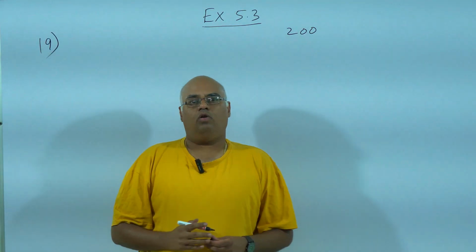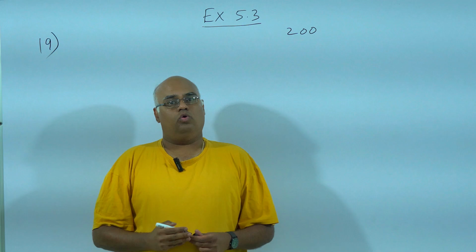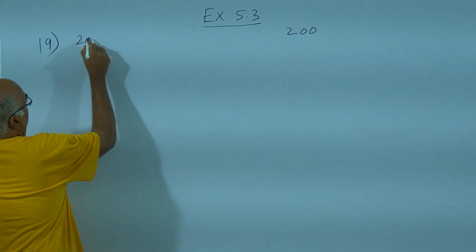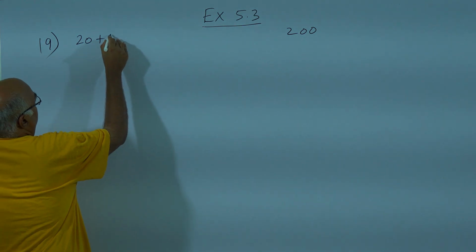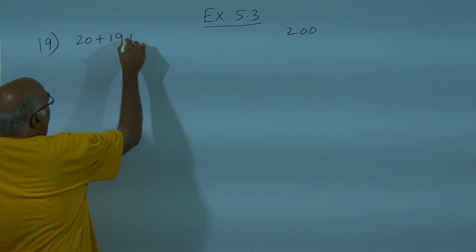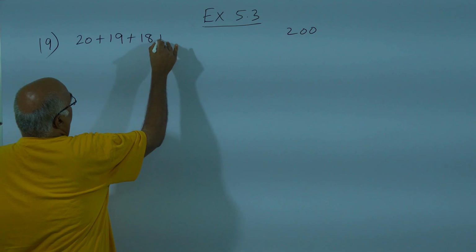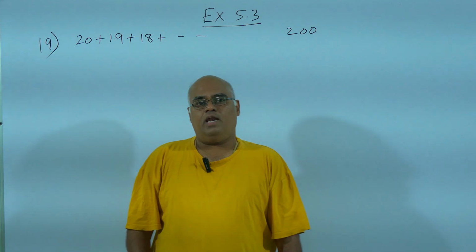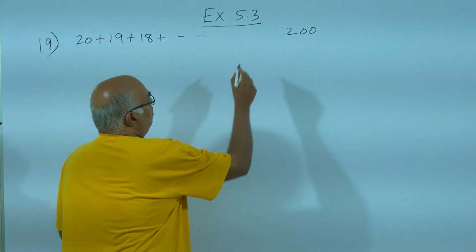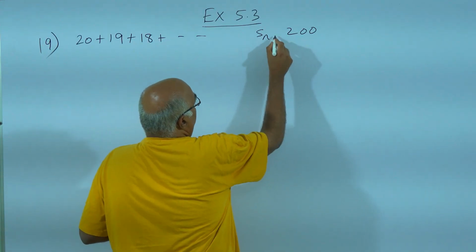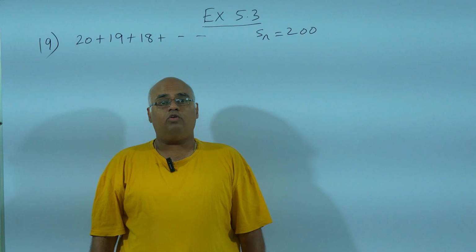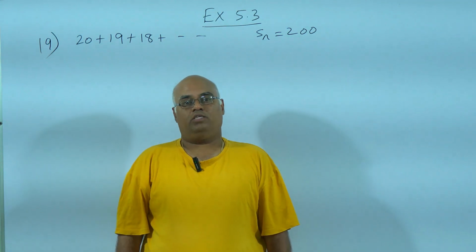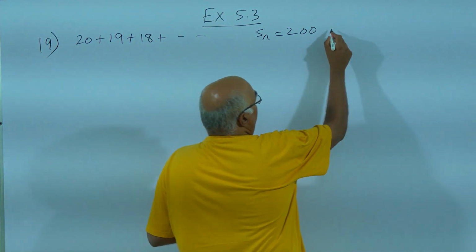These 200 logs are arranged in rows. The first row contains 20 logs, the second row contains 19 logs, and the third row contains 18 logs, and so on. So these logs are arranged in this order. There are total 200 logs, so let us say Sn is equal to 200. We need to find into how many rows the logs are arranged, that is, we need to find the value of n.